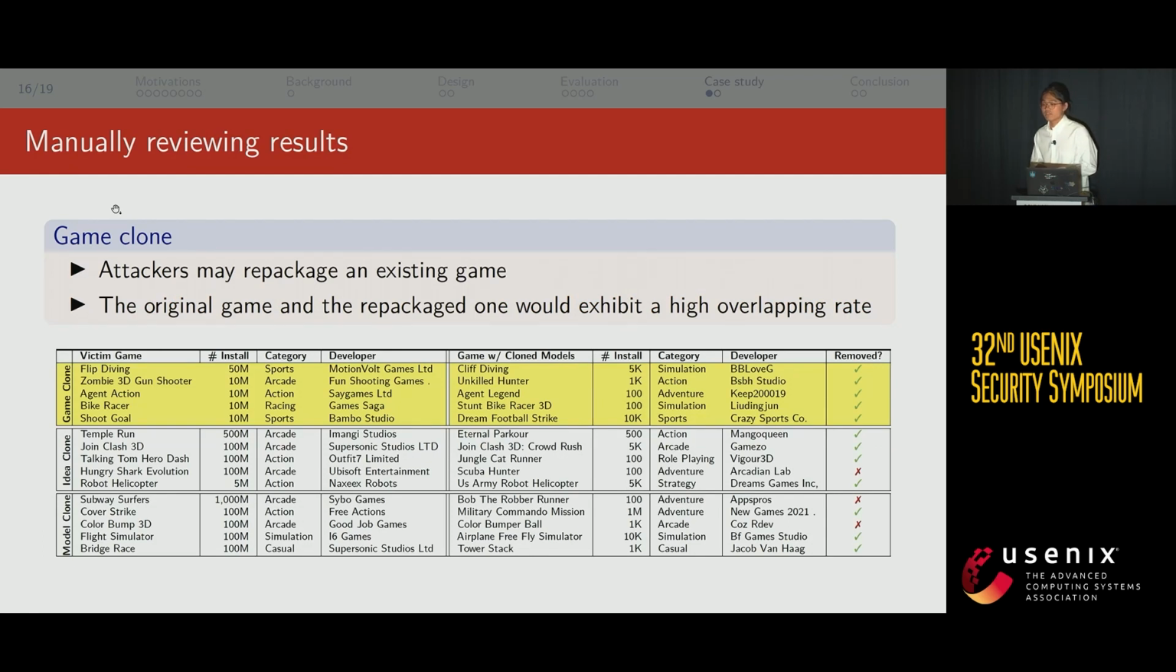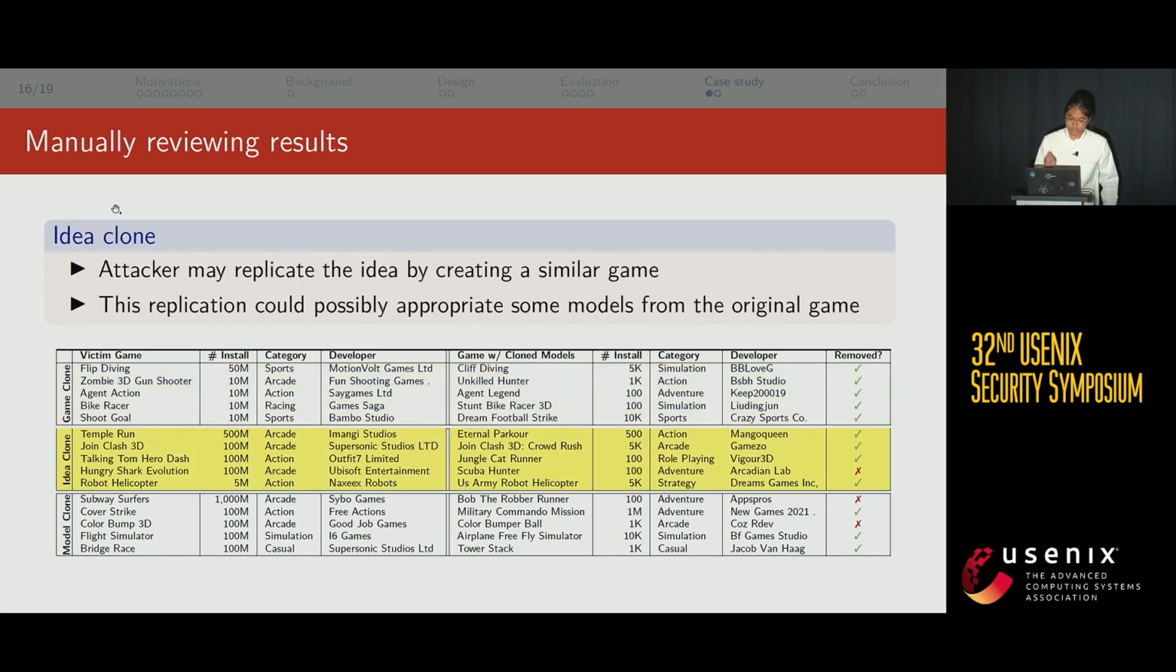During the manual reviewing, we also found some interesting cases, like the game clone. For the game clone, some attackers may just directly repackage existing games, and the original game and the repackaged one would have a very high overlapping rate regarding the models. And for the idea clone, some attackers may just replicate the idea by creating a similar game, and this replication could possibly borrow some models from the original one.